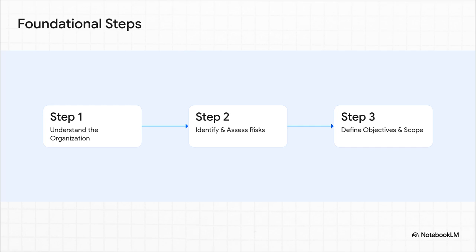First, we have to understand the organization. Second, we identify and assess all the risks. And third, we define our objectives and the scope. Okay, let's unpack each of those.